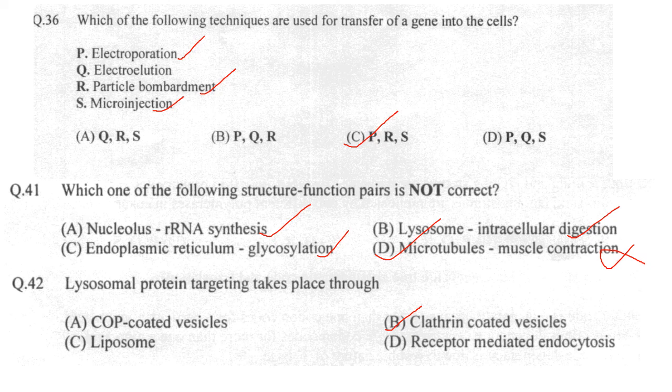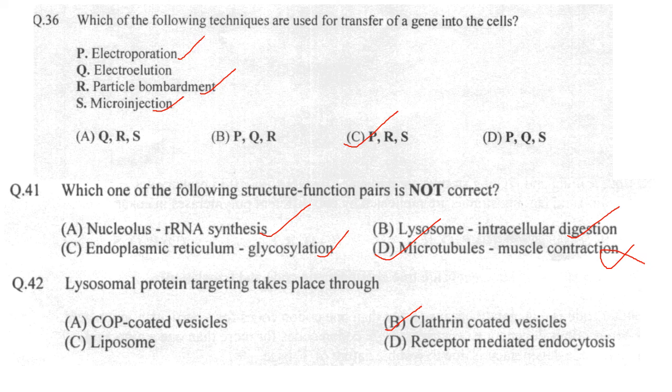Next one. Which of the following structure function pair is not correct? A. Nucleolus, RNA synthesis. That is correct. B. Lysosome, intracellular digestion. That is also correct. C. Endoplasmic reticulum, glycosylation. That is also correct. So left out is microtubules in muscle contraction. That is not correct. So answer is option D.